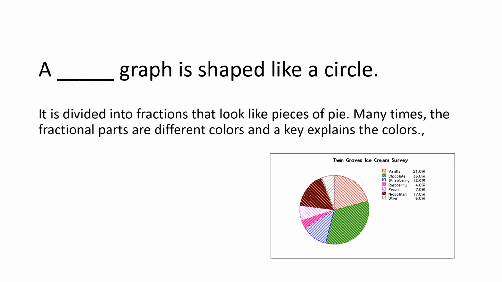Can you guess what this is, or can you recall what this is? A blank graph is shaped like a circle. It is divided into fractions that look like pieces of pie. Many times the fractional parts are different colors and a key explains the colors. So what is this? I hope that you remember that this is a pie chart or a pie graph.